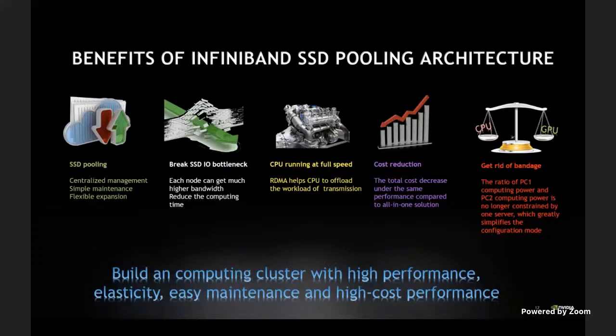Fourth point, cost reduction. There are two main aspects. One is that the computing power of CPU and GPU has been greatly improved, so that the hardware purchase cost under the same computing power will be reduced. But due to the new architecture, the utilization rate of SSD has been greatly improved. Under the premise of the same performance, adopting the InfiniBand SSD pooling solution will save more SSD procurement costs. Finally, the InfiniBand SSD pooling solution will balance the computing power of CPU and GPU and get rid of the waste of computing power.